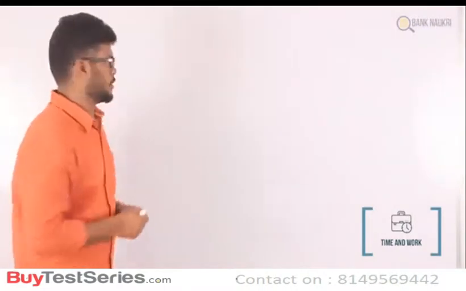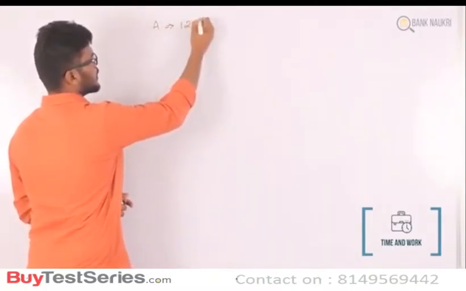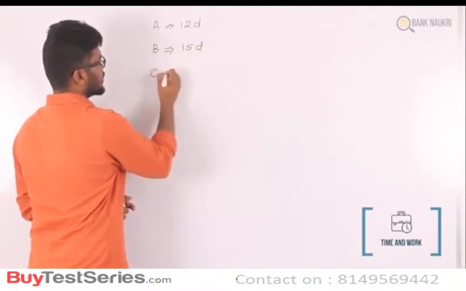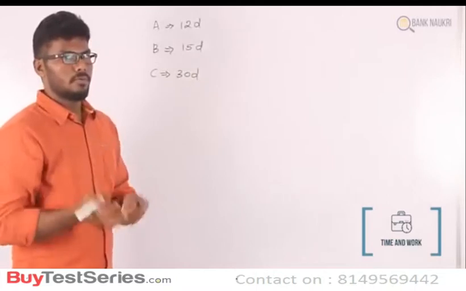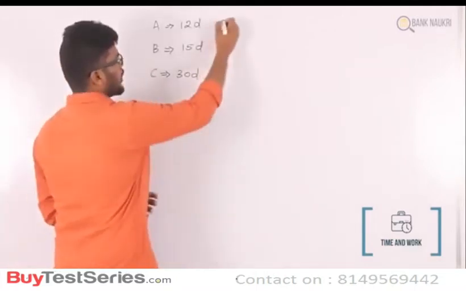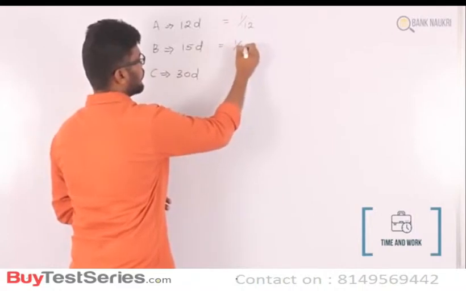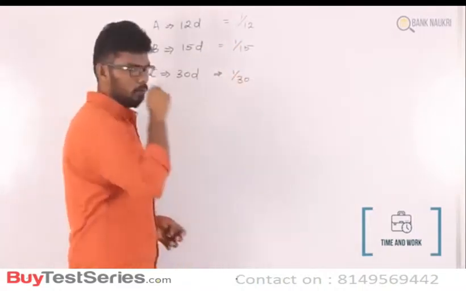Now let's solve this question. So the question is, A can do a piece of work in 12 days, B can do the same piece of work in 15 days, and C can do the same piece of work in 30 days. Now, what is the first step? I have to find 1 day's work of A, which is 1 by 12, 1 day's work of B, 1 by 15, and 1 day's work of C, which is 1 by 30.